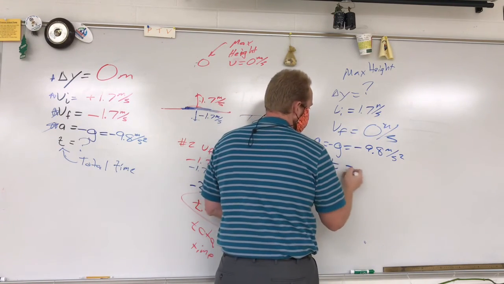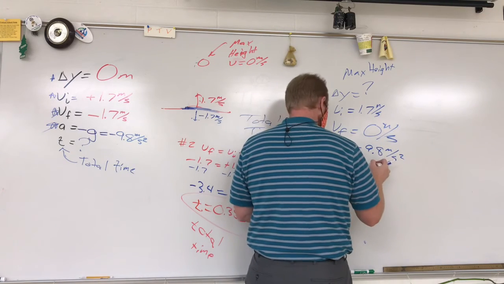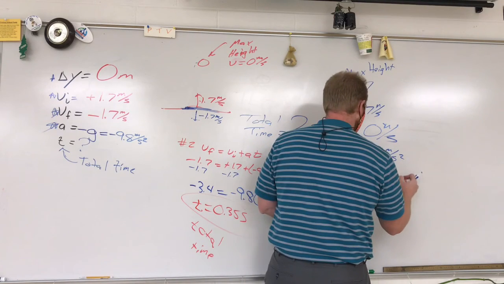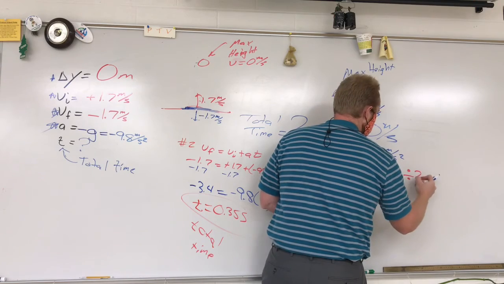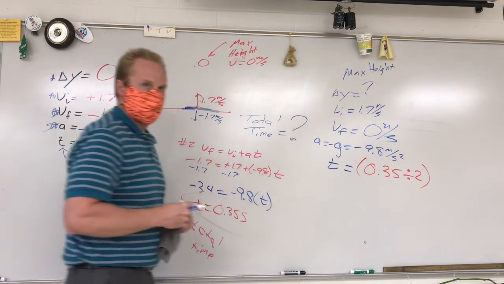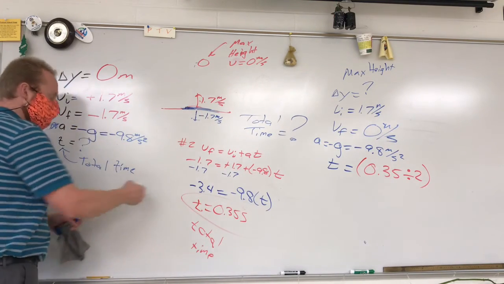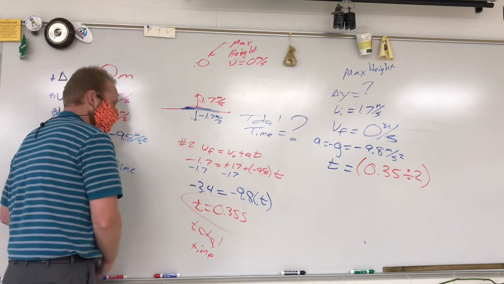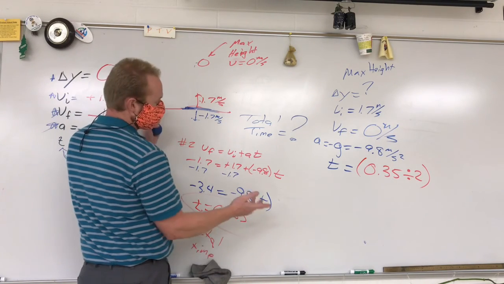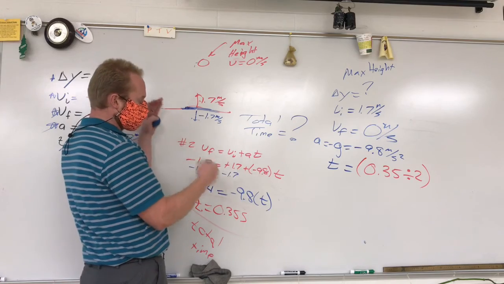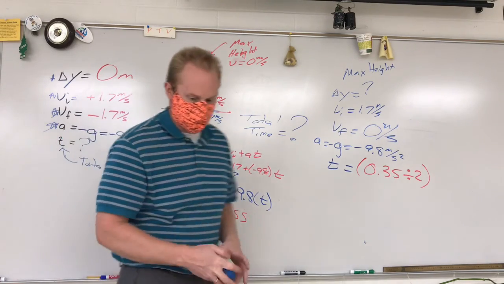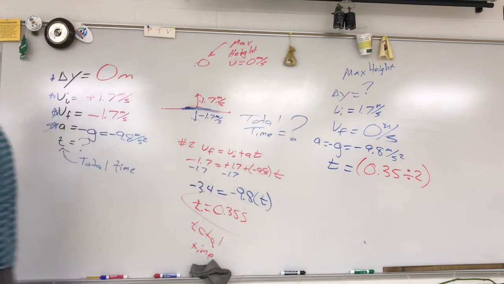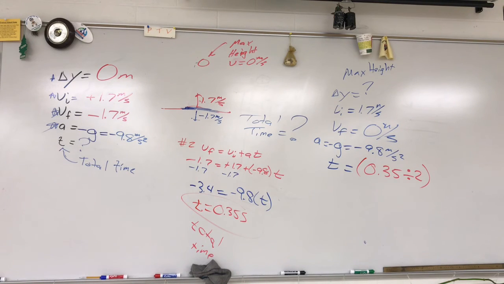And the time here is 0.35 divided by 2, right? Because this is our total time, and the time to get to max height is half of that. The time to max height is half if delta y is equal to 0. We're kind of going in reverse. Okay, so there's that. I'm not going to take the time to do it.